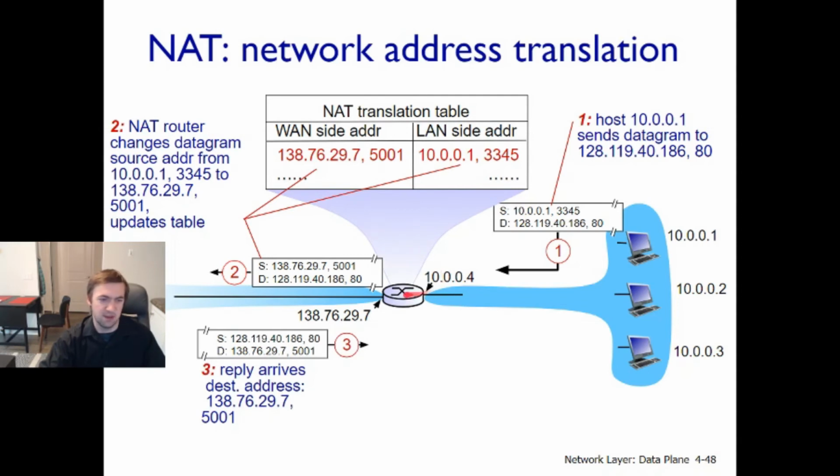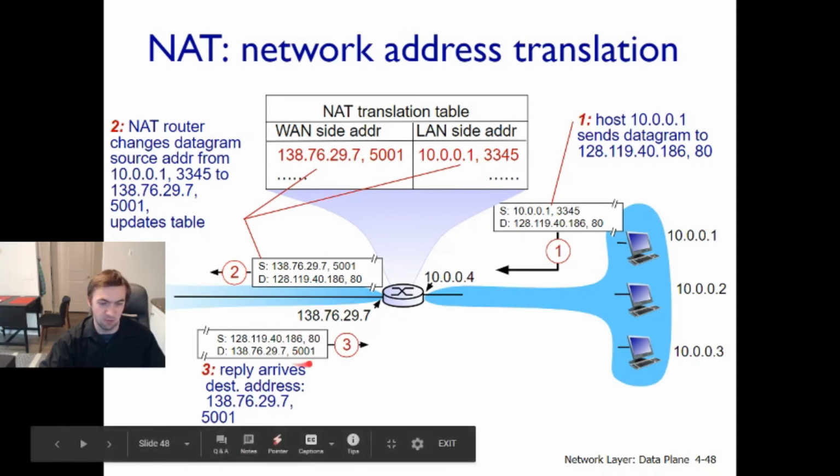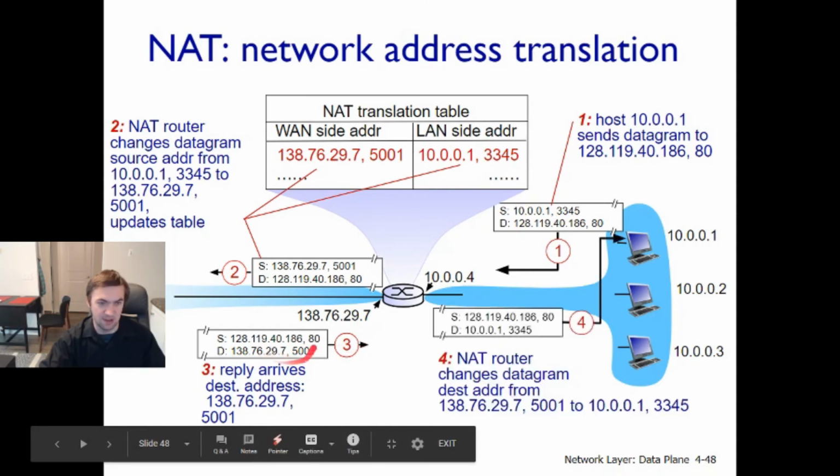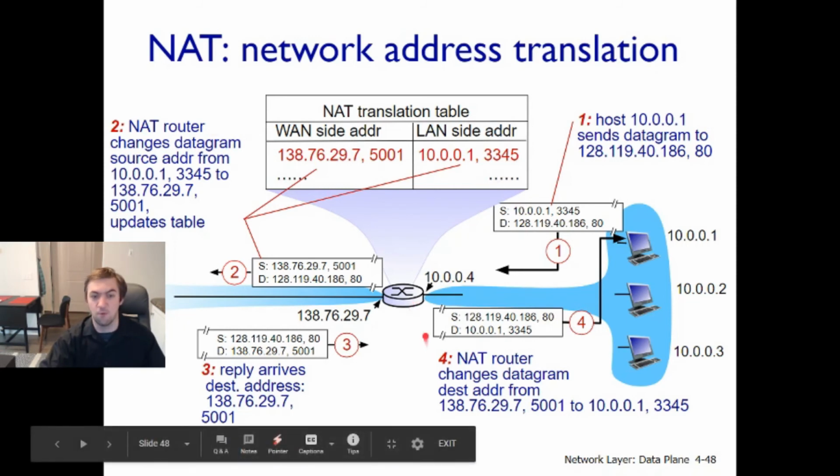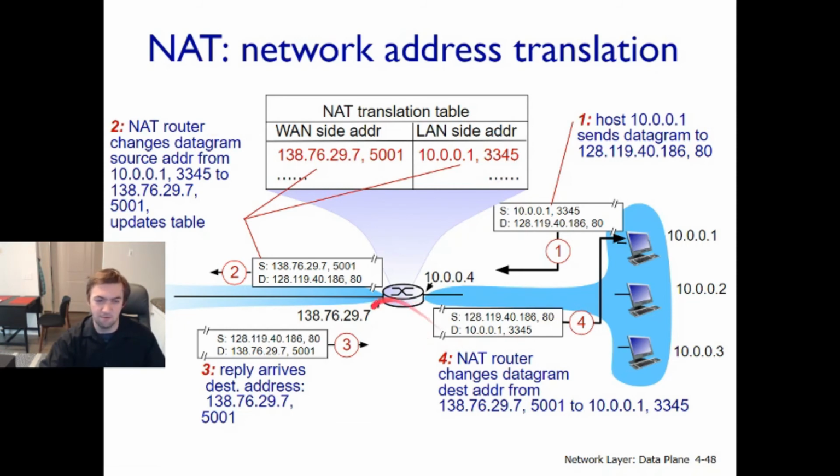Then for the third step, a reply comes from the destination, and the address this time is the router address right here with this new port number 5001. And so the information from that needs to be looked up on this table, which translates this pair of numbers here into the original values, to make sure that the router can forward the datagram from the destination to the host that had sent the message in the first place.